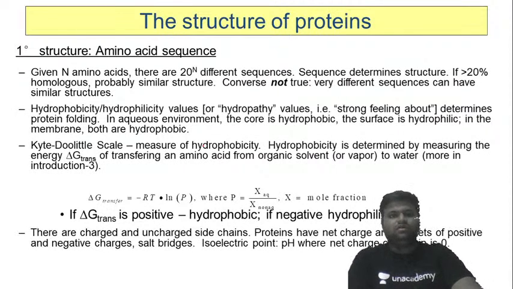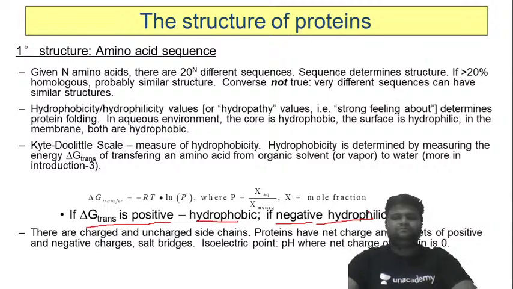The primary structure of the protein consists of the amino acid sequences. There are 20 raised to the power n different sequences, but the converse is not true. This is a little bit higher stuff, we will be seeing it at a later stage. If the Gibbs free energy is positive, it is hydrophobic in nature. If it is negative, it is hydrophilic in nature. Proteins have net charge and pockets of positive and negative values on themselves. The isoelectric point is a pH where the net charge on the protein is 0.